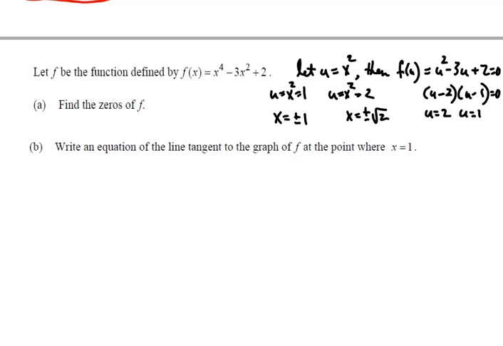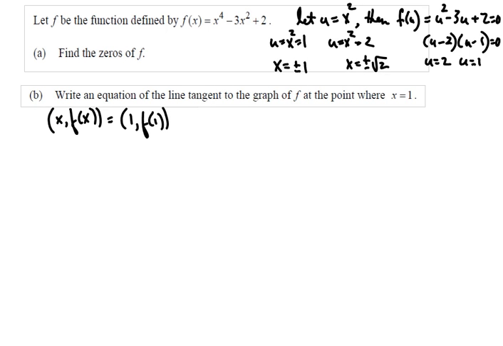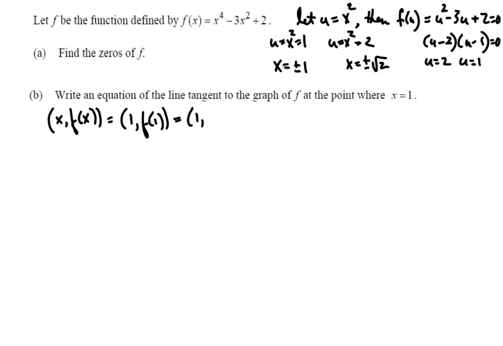For part B, we want to write an equation of the line tangent to the graph of f at the point where x is equal to 1. At the point where x is equal to 1, we would have the point x comma f of x, or 1 comma f of 1. And since we know that 1 is a zero, it would be 1 comma 0. So we have the point 1 comma 0.